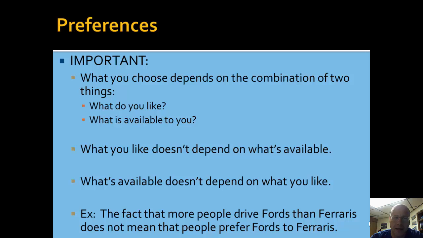budget set. And it's important to remember as we go through this that what you like doesn't necessarily depend on what's available, and what's available doesn't necessarily depend on what you like. As a way to illustrate the point, observe that the fact that more people drive Fords than drive Ferraris doesn't mean that people would prefer to drive a Ford than a Ferrari, but the choice they make is a combination of two things. One is what do they like, what sort of utility do they get from having a car generally, and what can you afford? Obviously Fords are much more affordable than Ferraris.